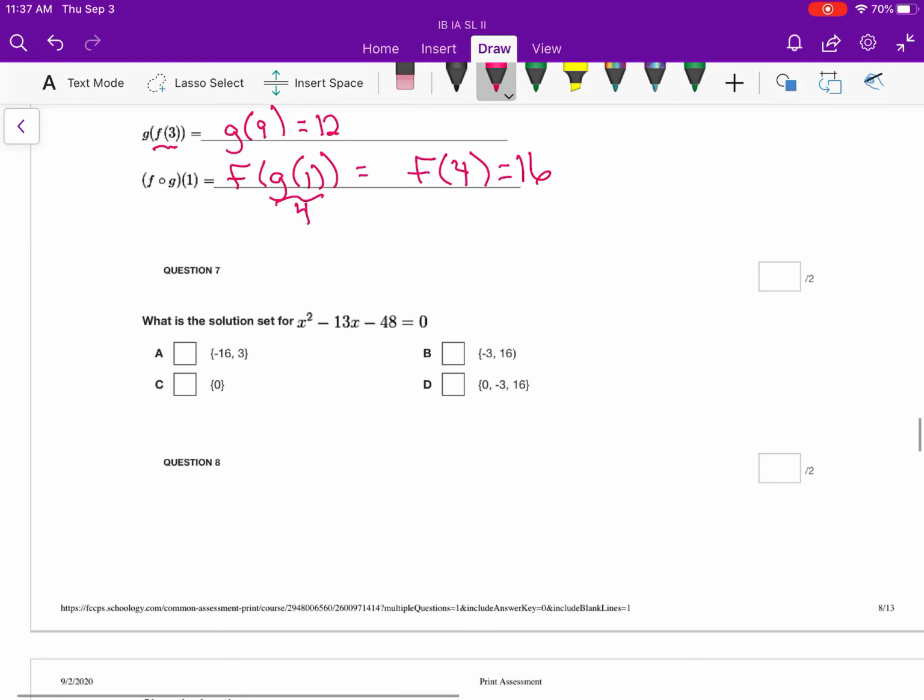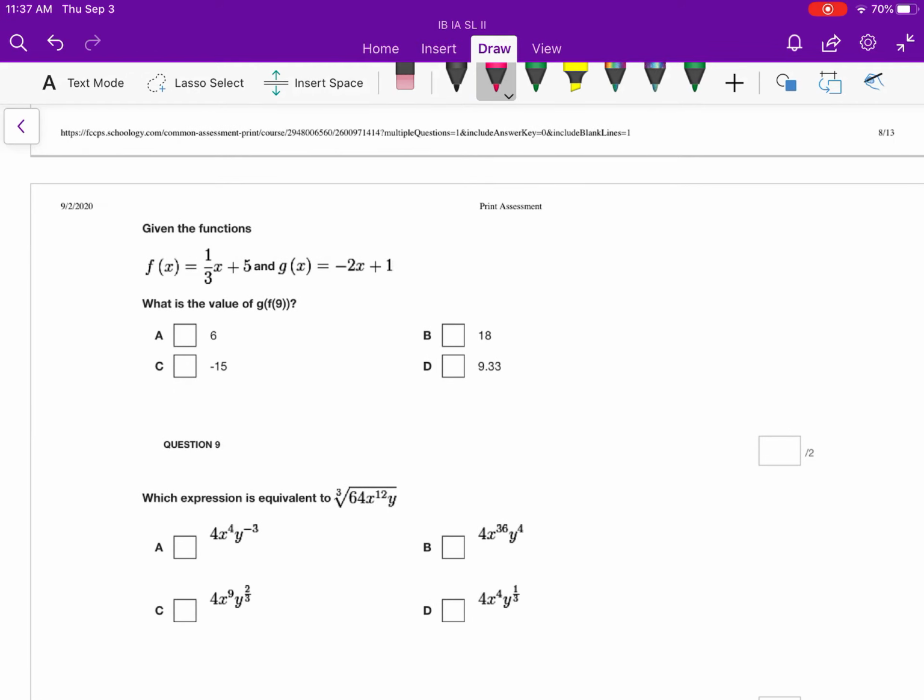All right, solution set for this guy. This guy just factors into x minus 16, x plus 3. Set each factor equal to 0. So you get 16 and negative 3. All right, so wherever it says 16 and negative 3, I guess it's this one.